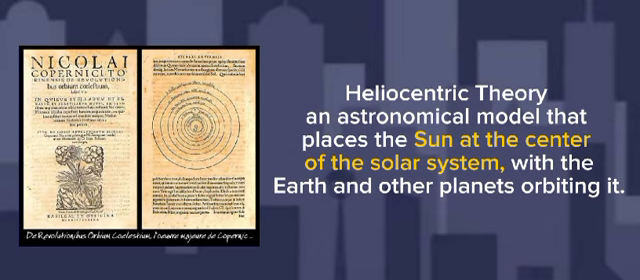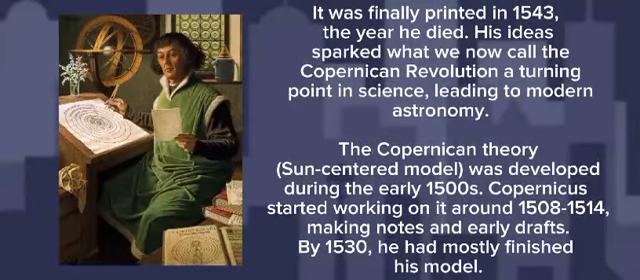heliocentric theory. It explained that the sun is at the center of the universe, while the earth rotates on its axis daily and orbits the sun yearly along with the other planets. His ideas sparked what we now call the Copernican revolution, a turning point in science leading to modern astronomy. Scientists like Galileo, Kepler, and Newton built on his work, proving that the heliocentric model is true.